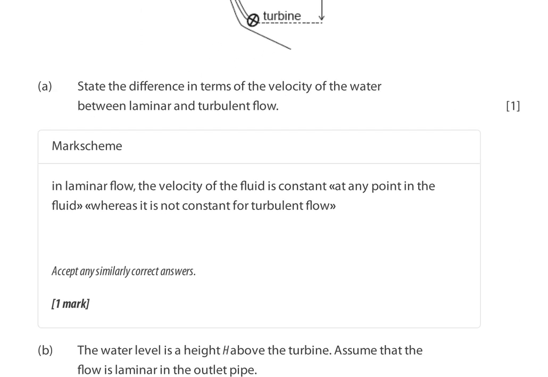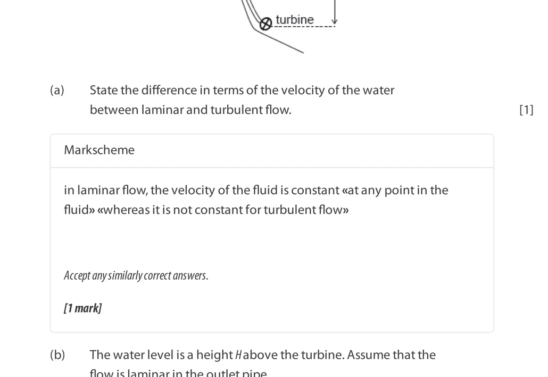And so the mark scheme says it well. It says in laminar flow, the velocity is constant. The velocity of the fluid is constant at any point in the fluid, but it's not constant for turbulent flow. And I think that's pretty good.